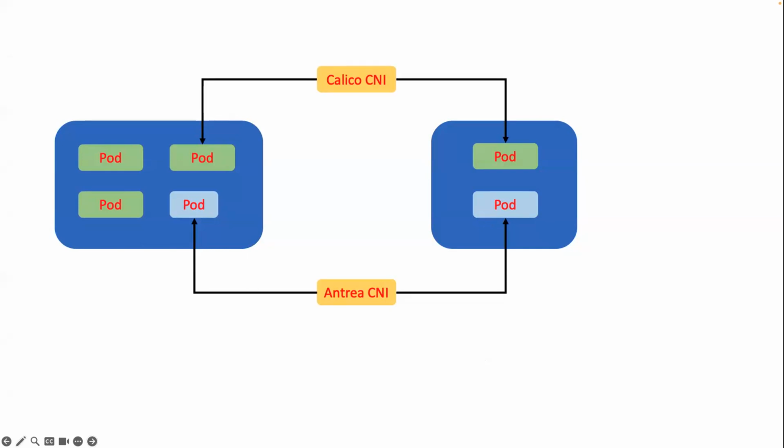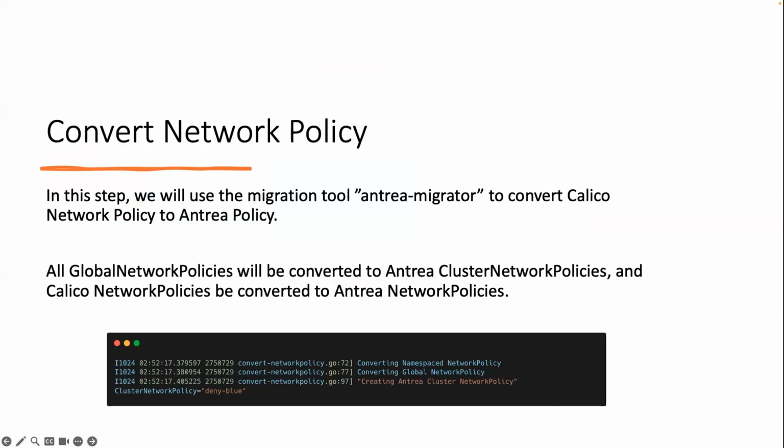This is the second step, deploy Antrea. The third step is convert network policy. As I mentioned before, there are two kinds of network policies in a Calico cluster, which are global network policy and namespace network policy.